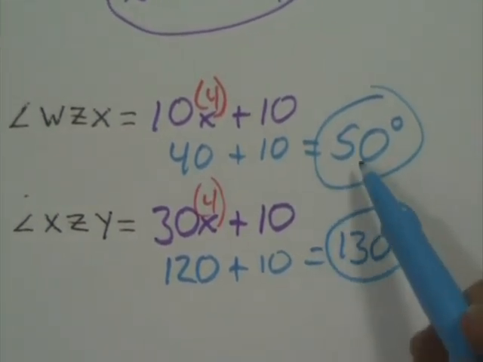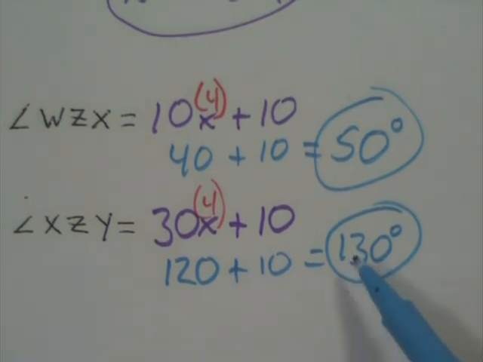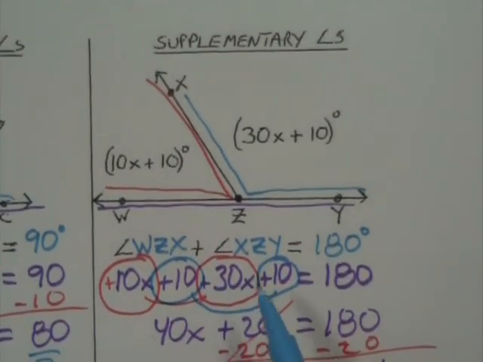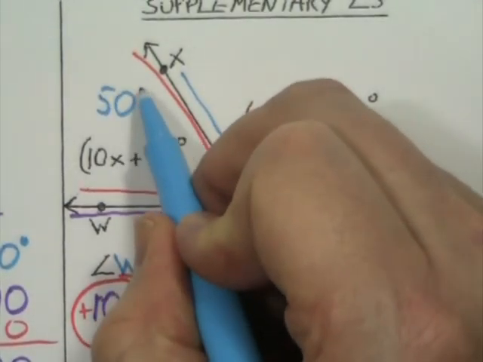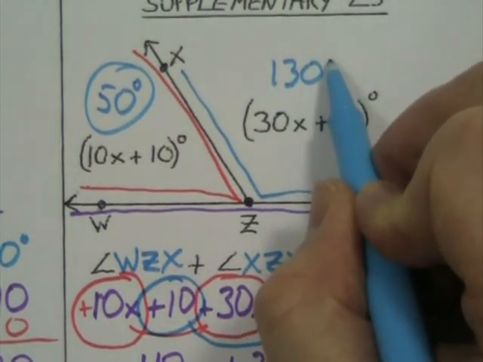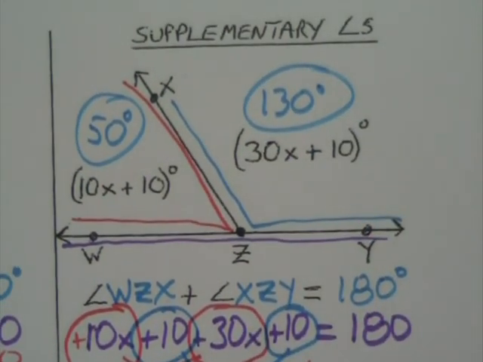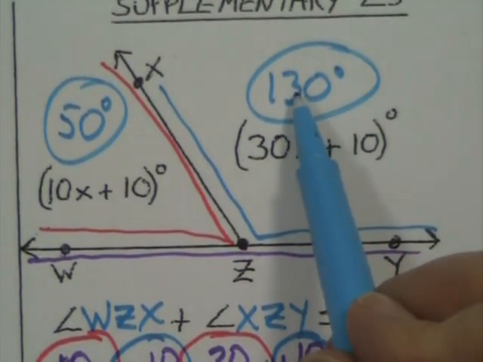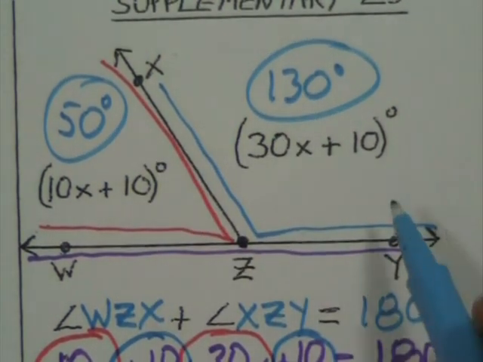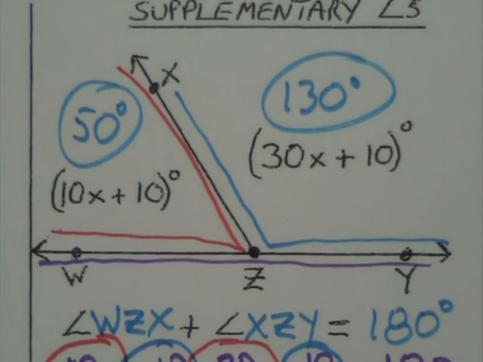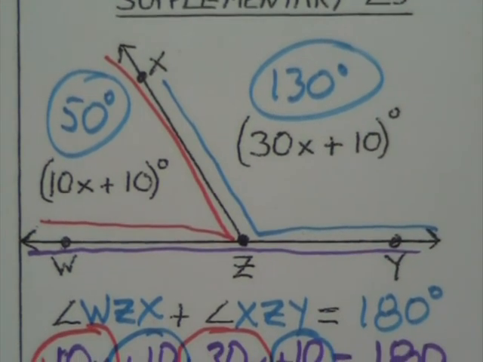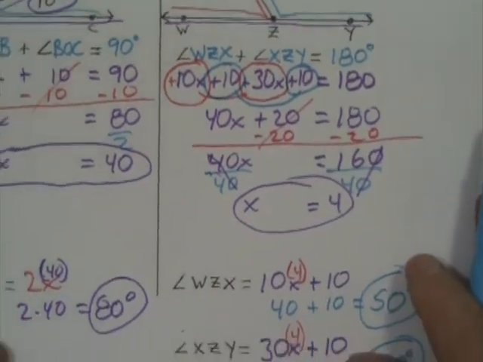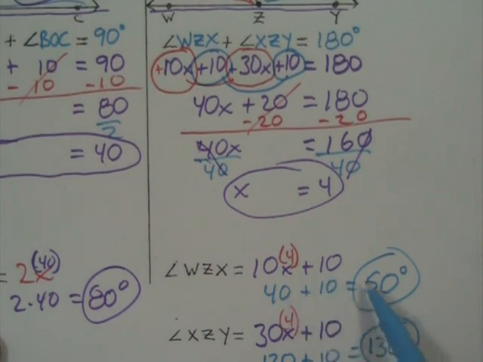Okay, let's see if that's right. If I put a 50 and a 130 in there for those angles, you notice if you add those together, 50 and 130, that would make 180. 13 and 5 is 18. So that works. We are correct. So again, substitute the expression for the angle, solve for x, and then take x and plug it into the expression to get the answer for each angle.